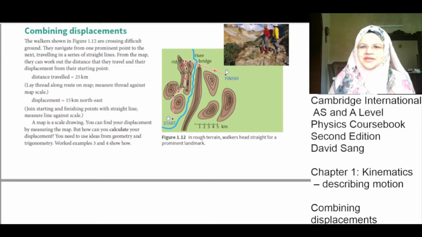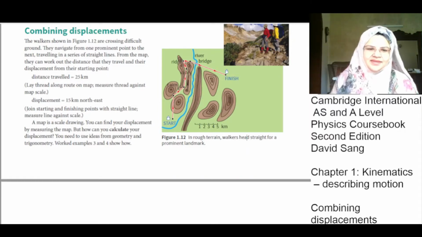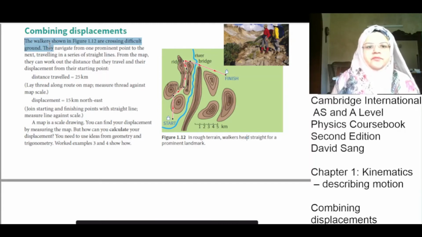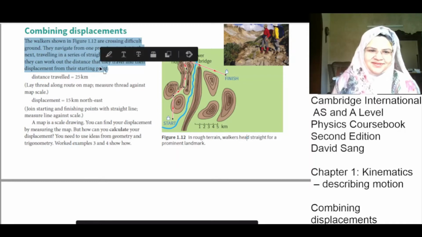Assalamu alaikum. Today we are going to learn combining displacements. The walkers shown in figure 1.12 are crossing difficult ground. They navigate from one prominent point to the next, traveling in a series of straight lines. From a map, they can work out the distance as they travel and their displacement from their starting point.